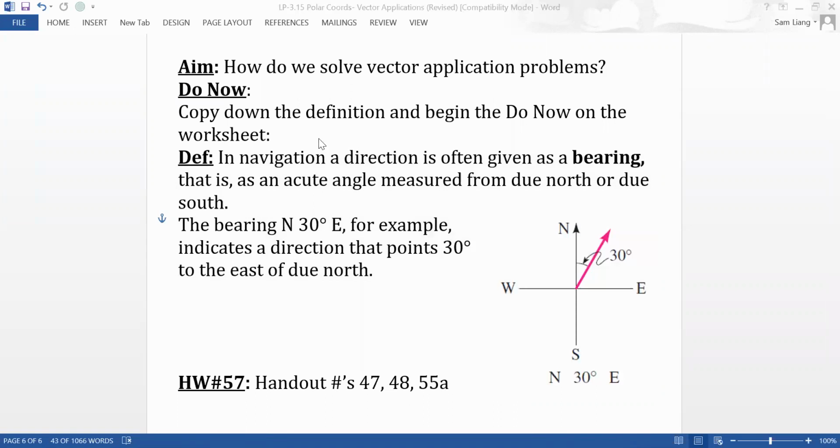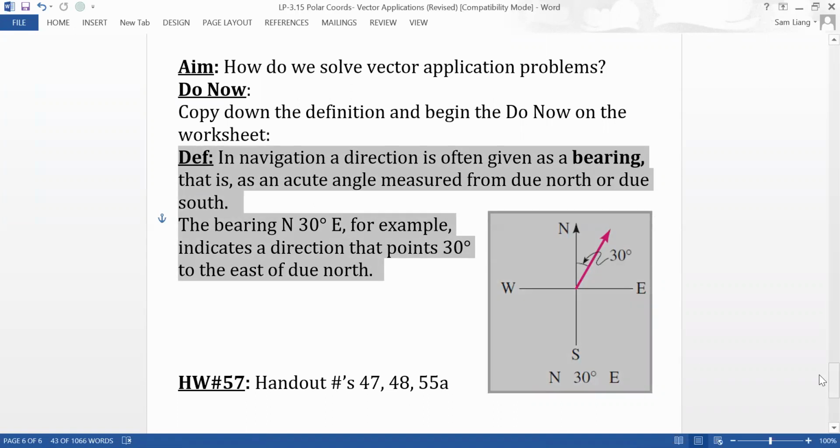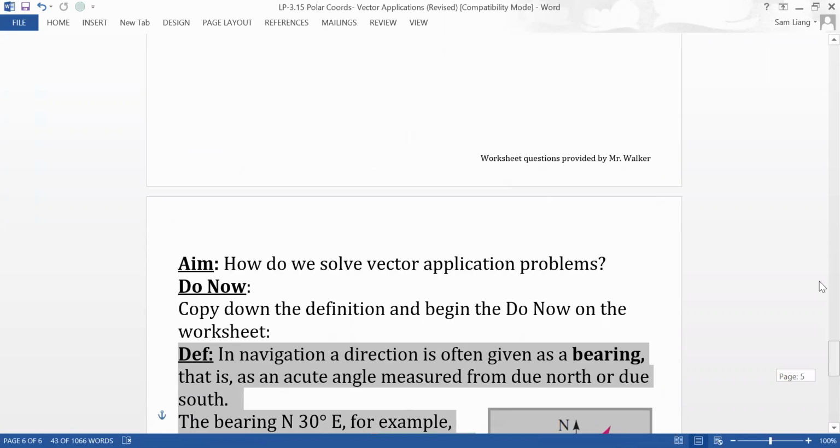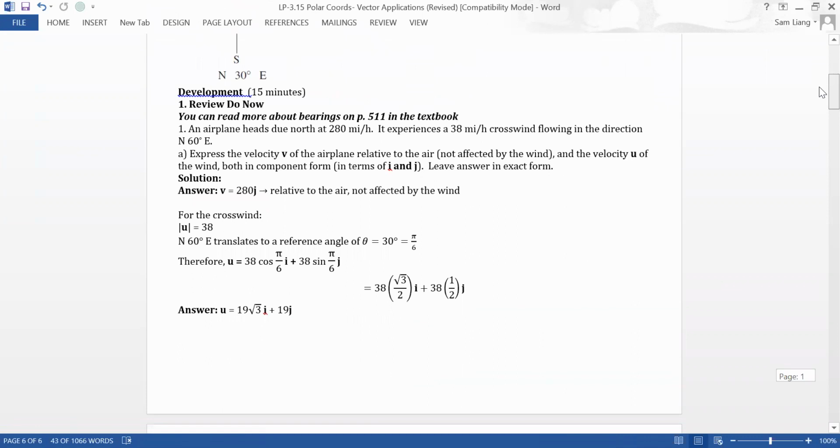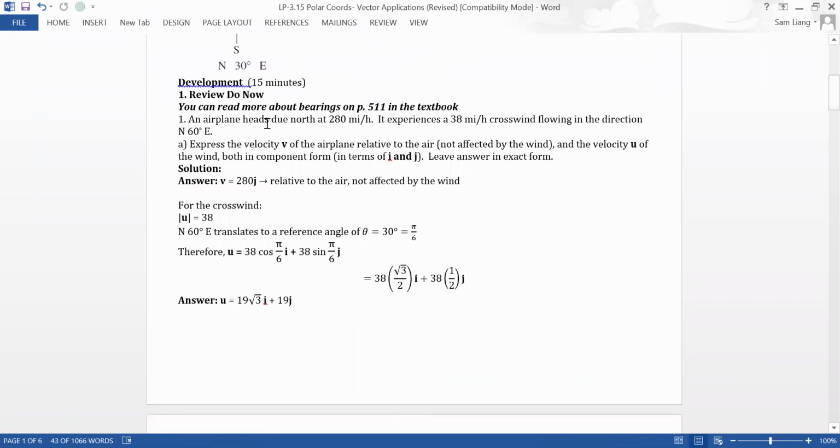Okay, so the worksheet, I mean the classwork, which I uploaded on Google Classroom. But let me go through the first part of question number one. It says an airplane heads due north at 280 miles per hour. It experiences a 38 mile per hour crosswind flowing in the direction north 60 degrees east. So there's an example of another bearing.